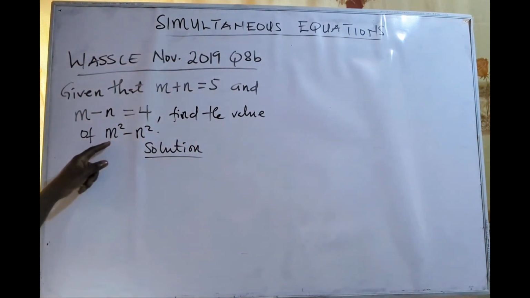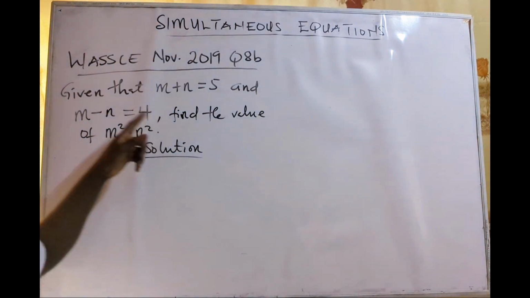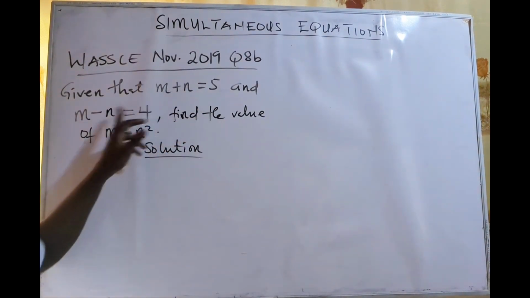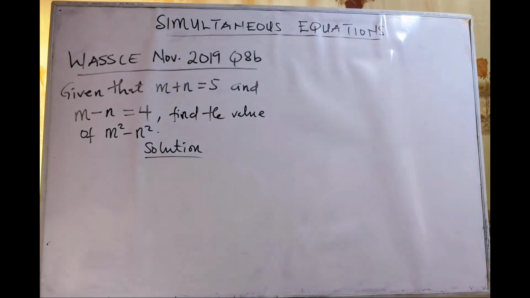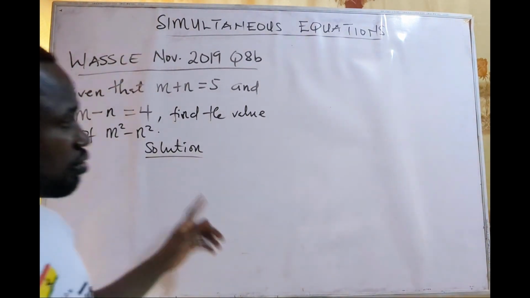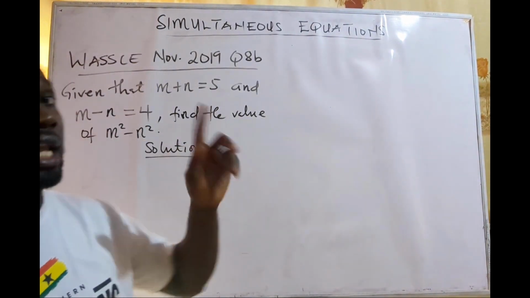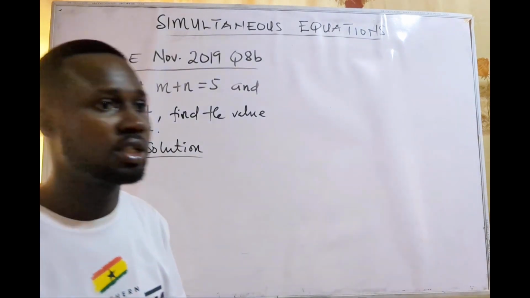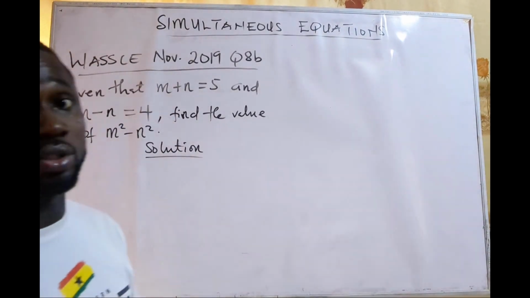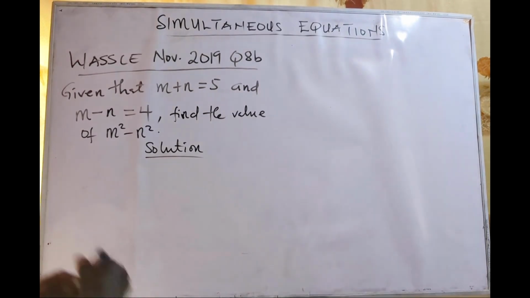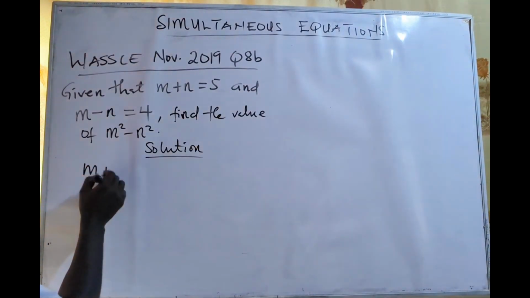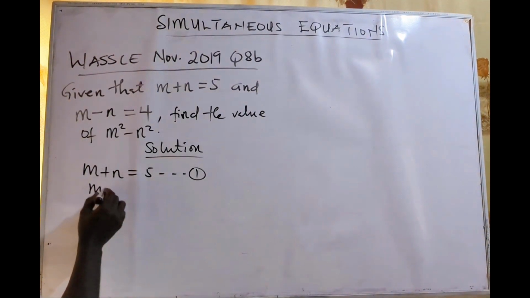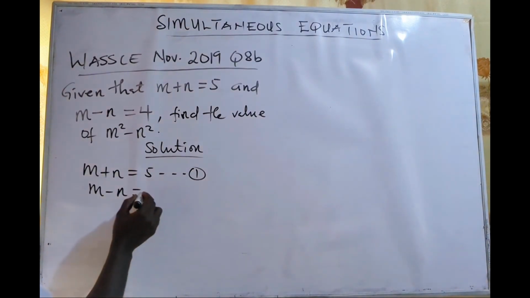Okay, so before we can find the value of m squared minus n squared, you have to know what m is and what n is from the two simultaneous linear equations you are given. Here I'm going to solve this question in two ways, elimination and substitution, since it can be solved in both ways, so that since you have learned elimination and substitution, you get it well. So you have m plus n to be 5, equation 1, m minus n to be 4, equation 2.